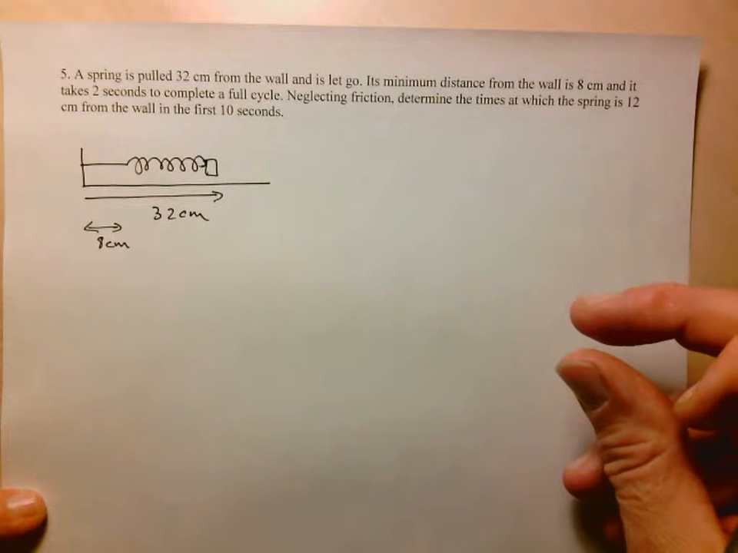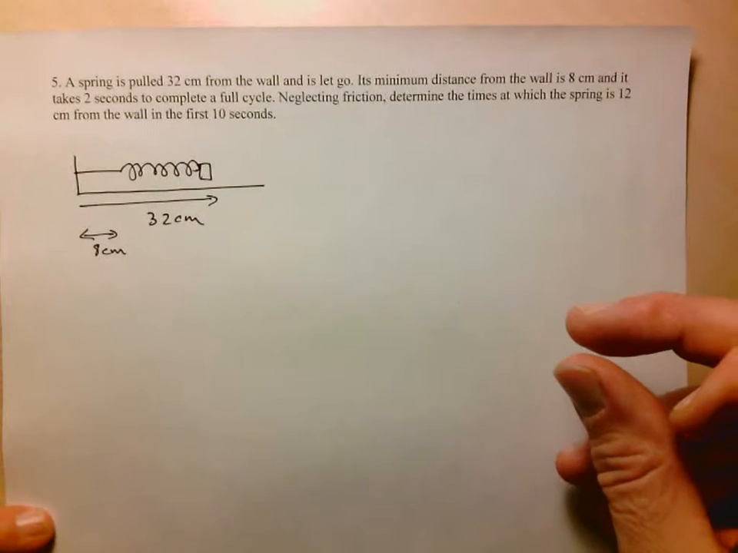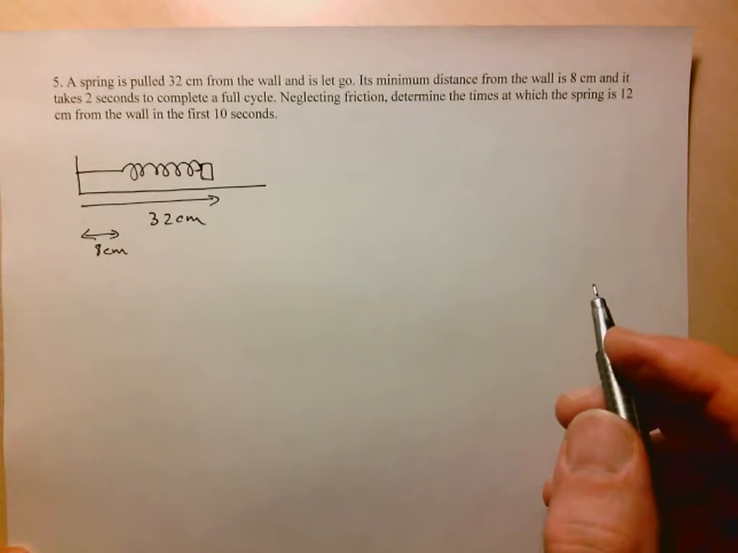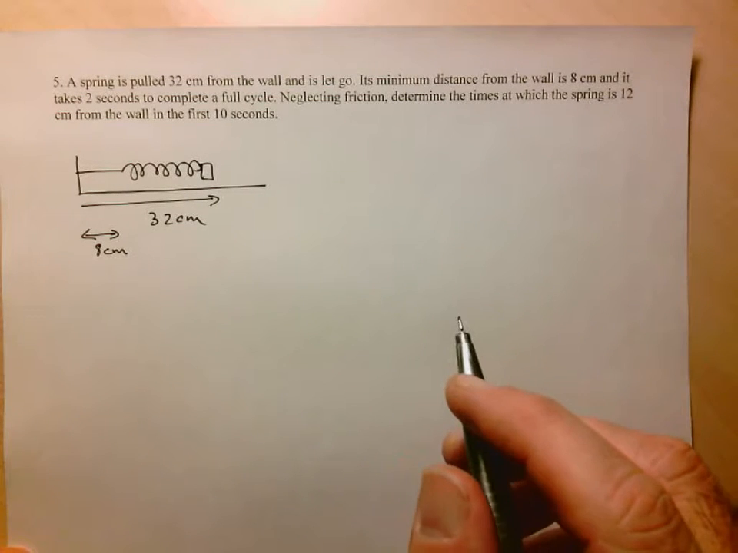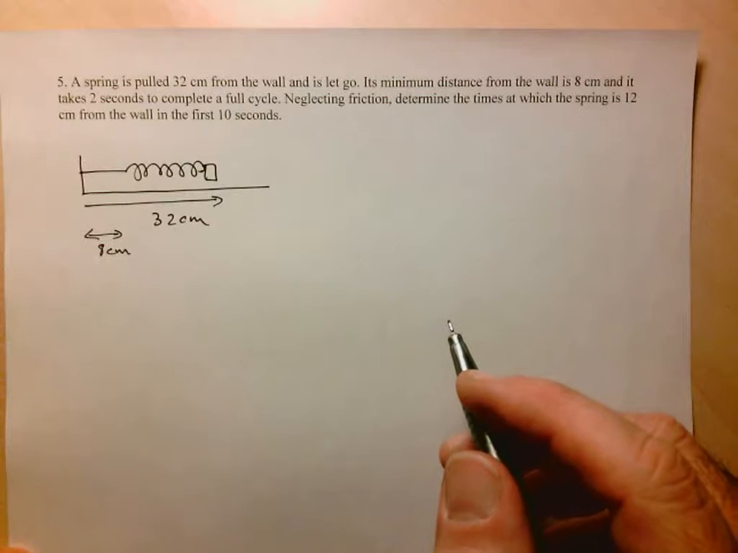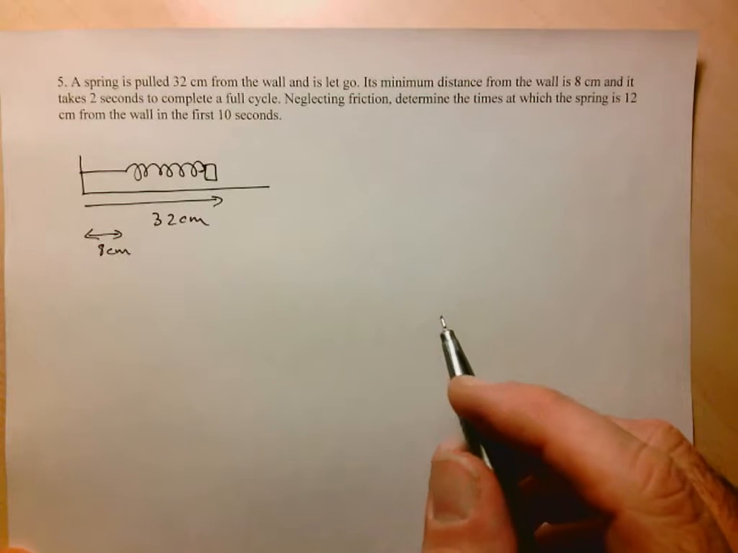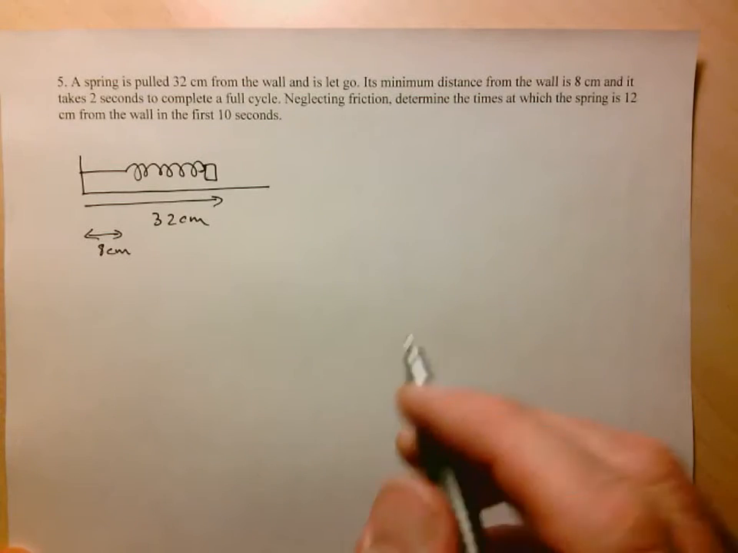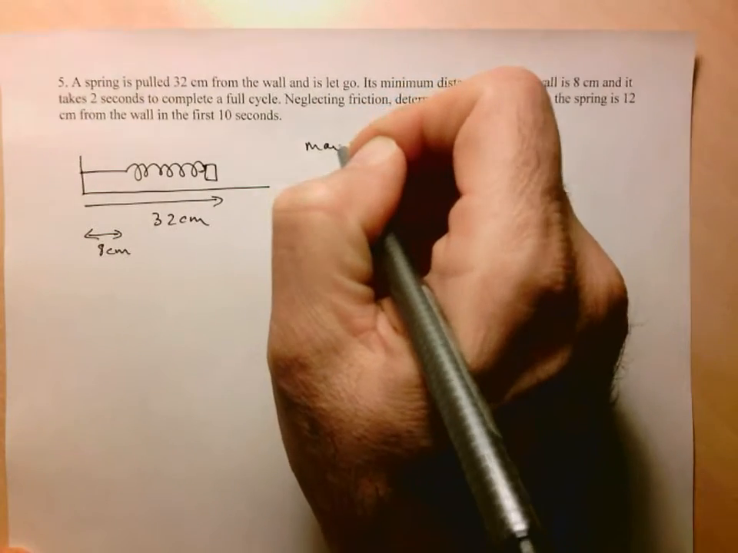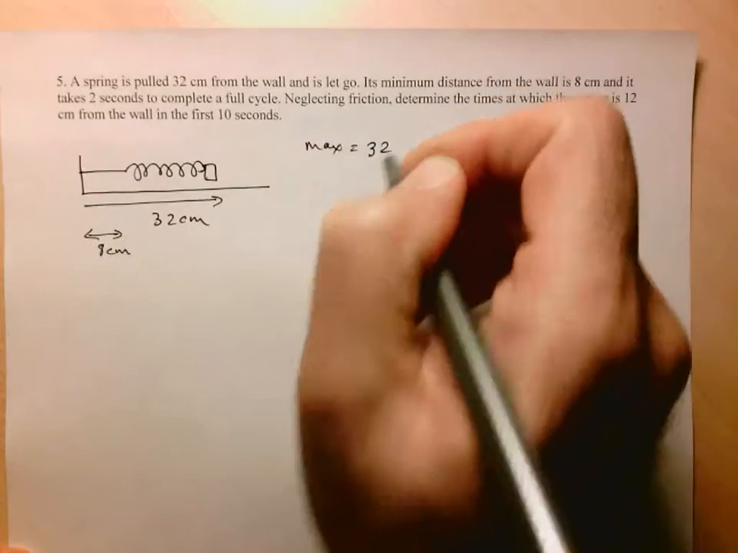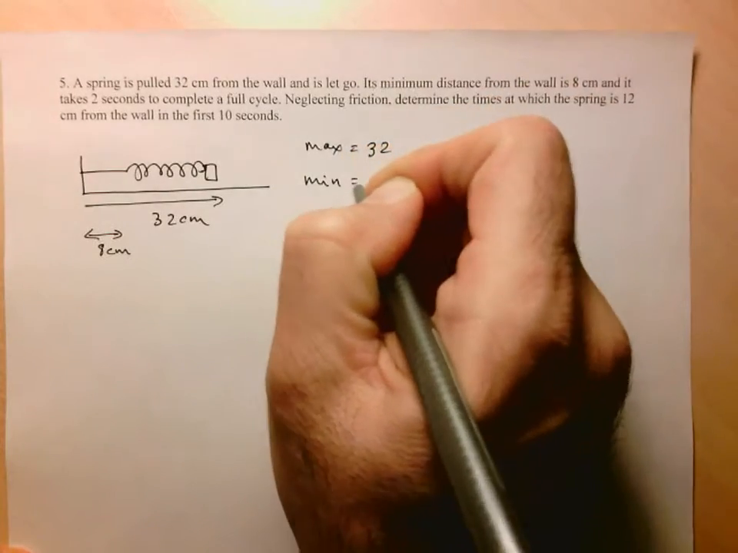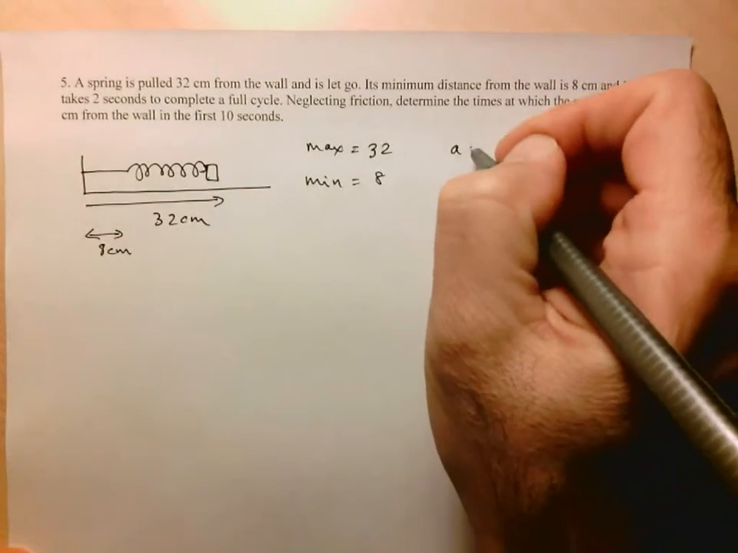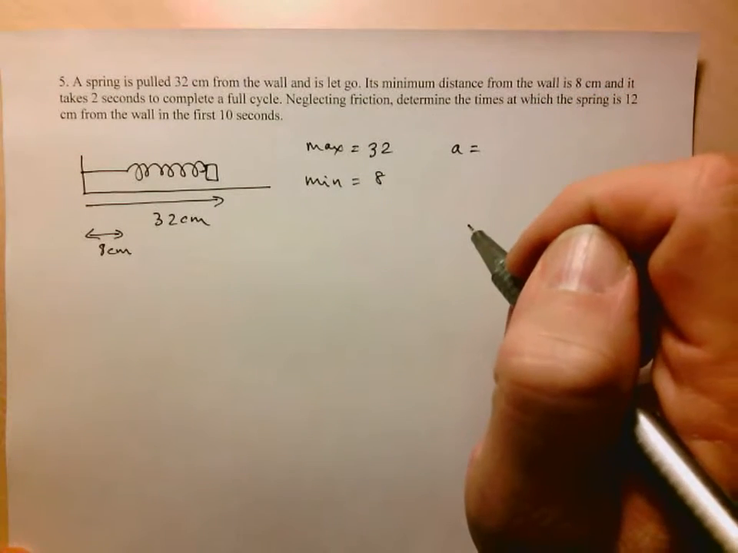The first thing I realize is that if I'm starting at 32 centimeters, where I've extended the spring, that's my maximum. Knowing that I'm starting at my maximum, I should be thinking of using cosine. Let's make a list of our main characteristics, because we're going to create a model and then use that to solve our problem. We have a max which is equal to 32, and a min which is equal to 8.